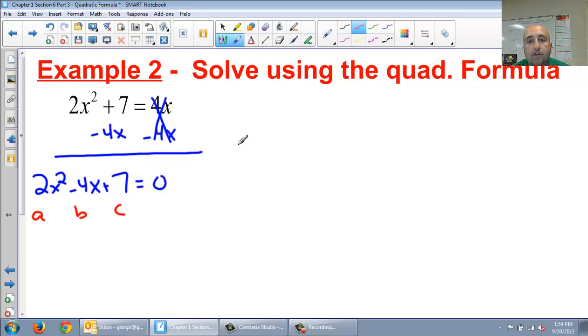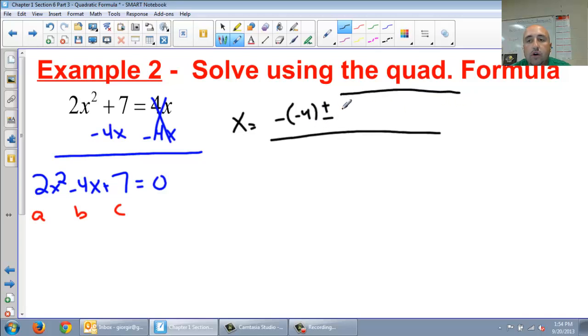Okay, so let's do our quadratic formula. So x equals negative B. B is negative 4, so negative 4 plus or minus square root of B squared. So negative 4 squared minus 4 times A, which is 2, times C, which is 7. All over 2 times A, which is 2 times 2.